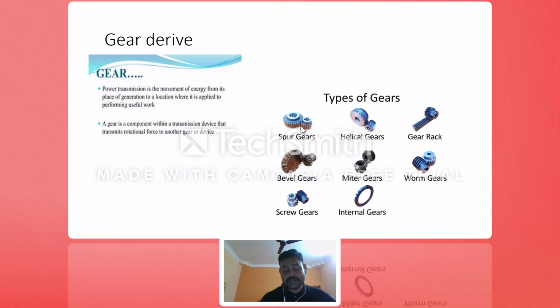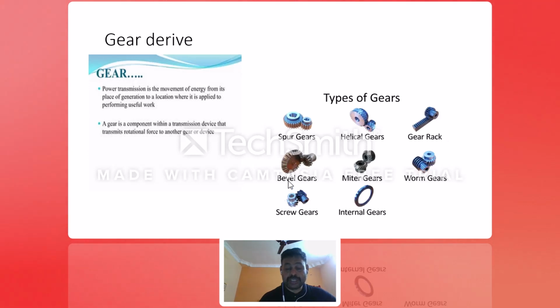You have a spur gear. This kind of spur gear you have seen in an automobile gearbox. You have a helical gear. Helical gear means the teeth are at some angle. That angle is called the helix angle. And here you have a rack and pinion. So here two gears are there, but instead of one gear, you will have a rectangular rack, right? If you want to get rotary to linear or linear to rotary, this is very easy. It is called a gear rack, sometimes called a rack and pinion gear.